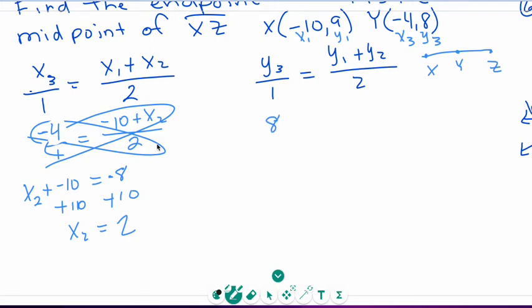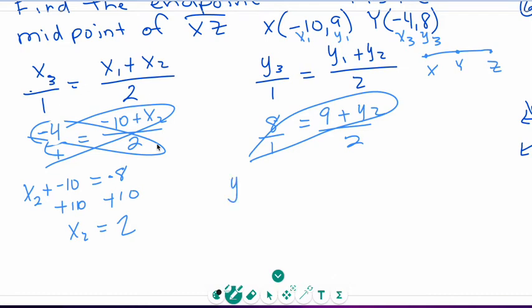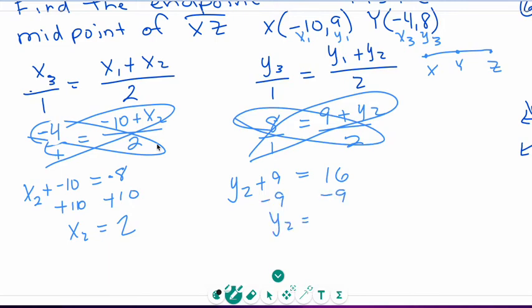So I have 8 divided by 1 is equal to y1 is 9 plus y sub 2 divided by 2, rainbow or butterfly. So y2 plus 9 is equal to 16. Zero pair out the 9. Y sub 2 is going to be 7. So my endpoint z is going to be 2, 7.